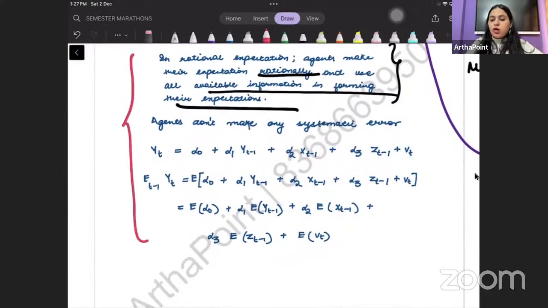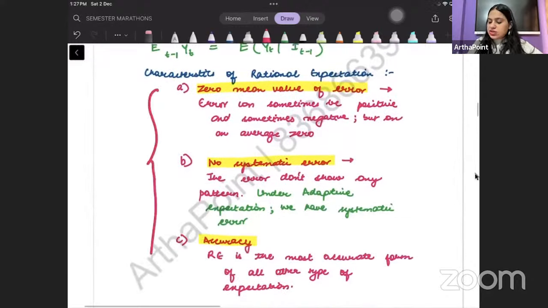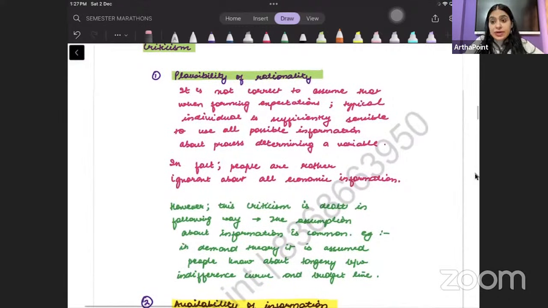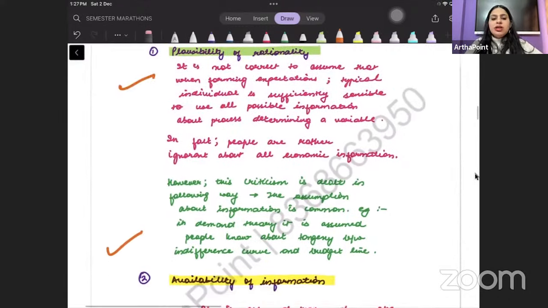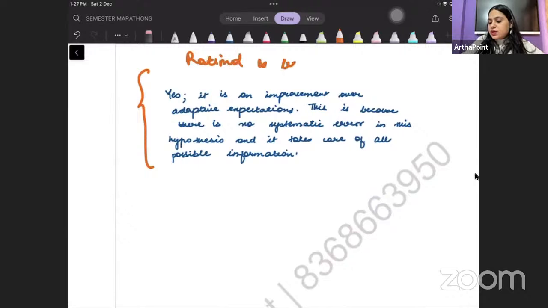First, I have talked about what is rational expectation. After that, I have talked about the three characteristics of rational expectation. Then, second part था limitations. So, I have talked about the limitations of rational expectation. And at last, आपको compare करके बताना है why rational is better than adaptive. एक पैराग्राफ इस पे आएगा. That is the complete answer to this question.